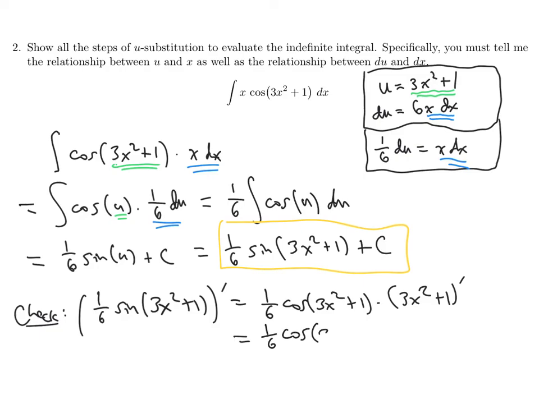And so I'll have 1/6 cosine of 3x squared plus 1 times 6x. My 6's can cancel, and then I'll have the original integrand right here that I get back as my answer.